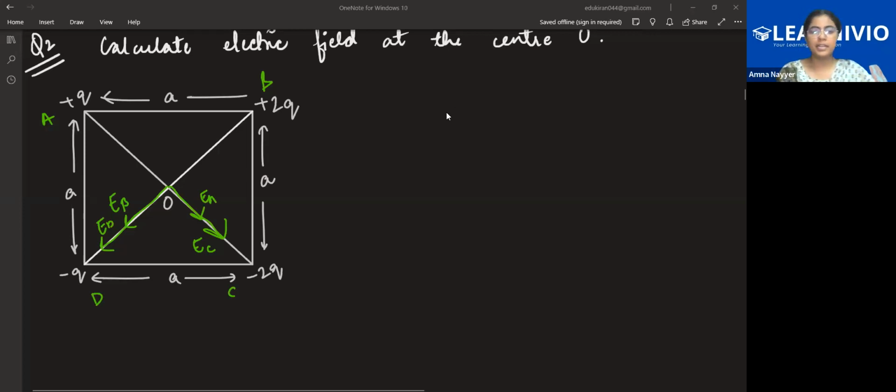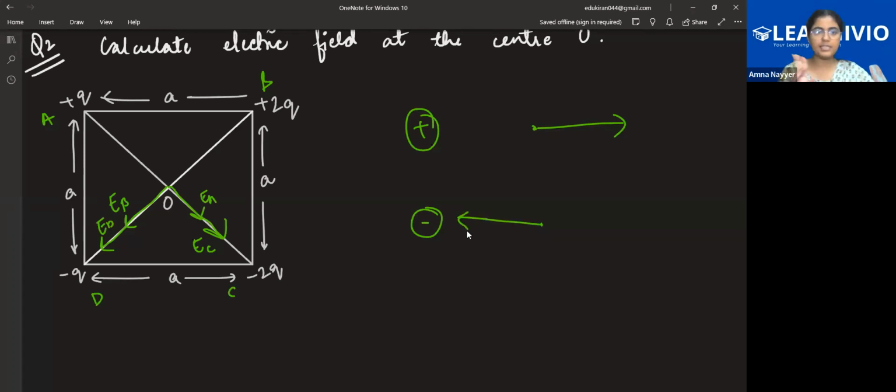See, for positive charges, we will move away from the charge. And if we have a negative point charge, we move towards the charge. Correct? These are the two things that you have to remember whenever you are solving any question of electric field.